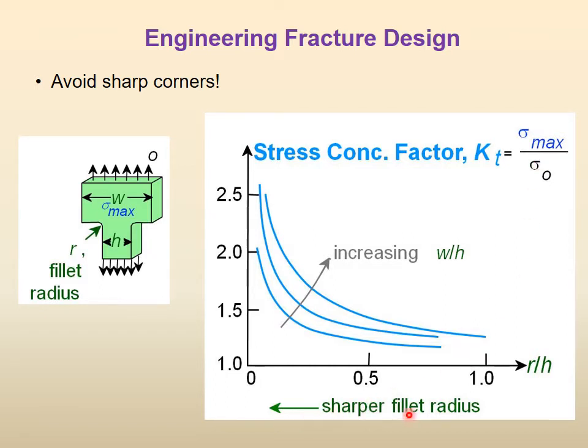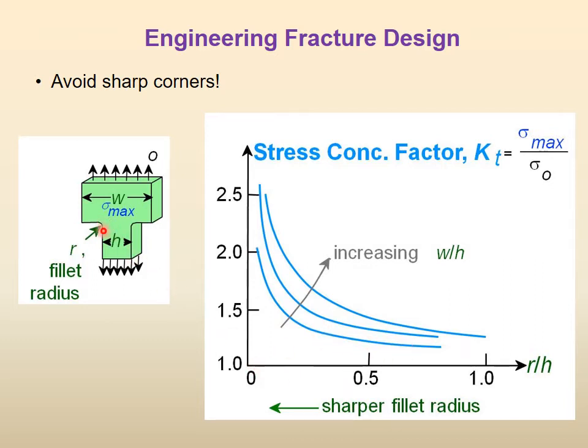And here, fillet radius 0.5, fillet radius 1. If you see, if the fillet radius is small, then the stress concentration will be higher. W by H, if this is bigger compared to this, then this is one thing, and R by H, the radius. For a sharp fillet radius, we are here on the same graph. When the fillet radius increases, we are here.